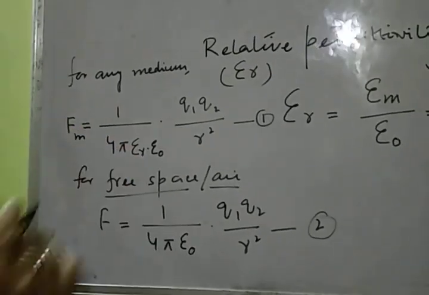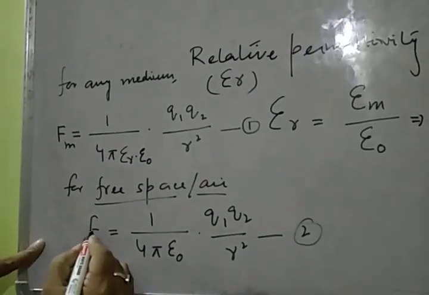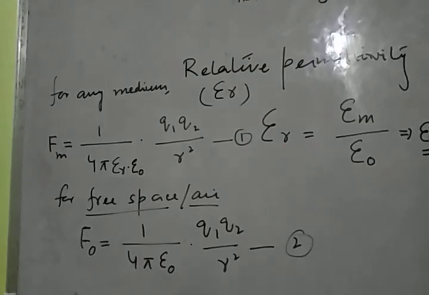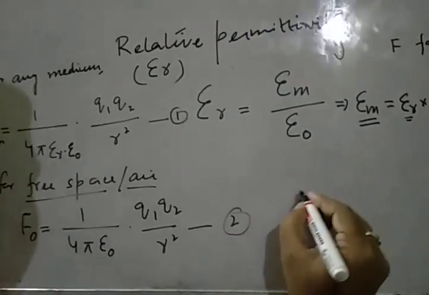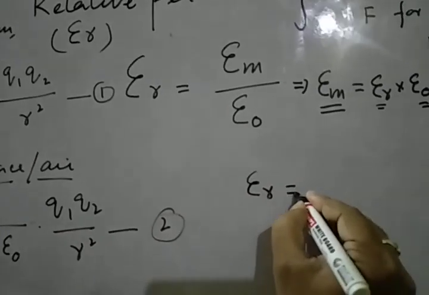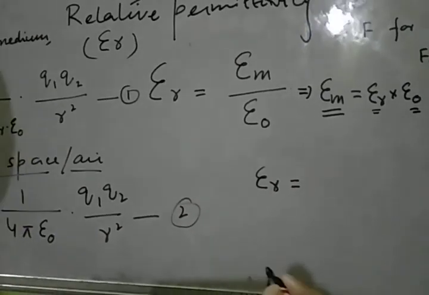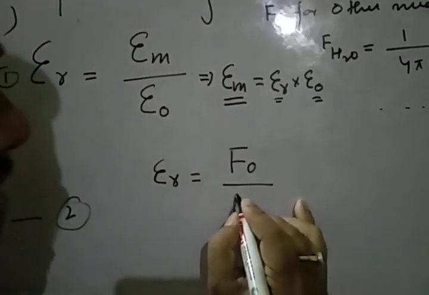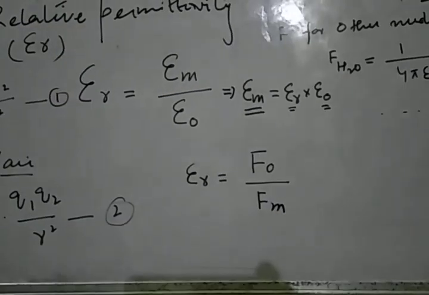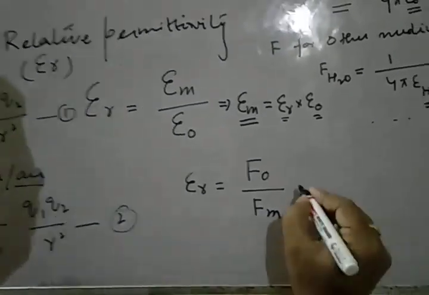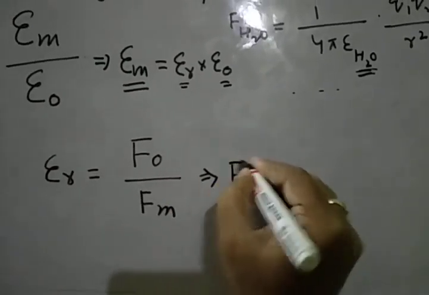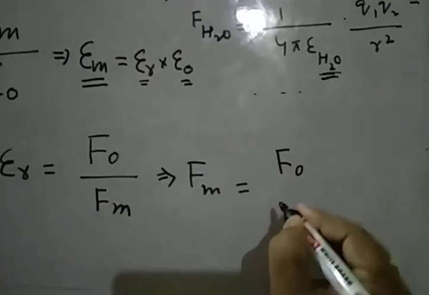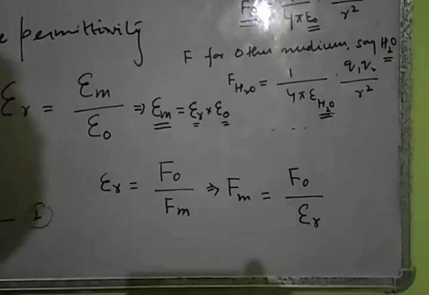Suppose this is Fm, the electrostatic force in any medium, and this is the electrostatic force in free space, denoted by F naught. If we divide, what will we get? Relative permittivity is nothing but the electrostatic force in free space or air divided by the electrostatic force in any medium. Or, the electrostatic force in any medium is equal to the electrostatic force in free space or air divided by relative permittivity.